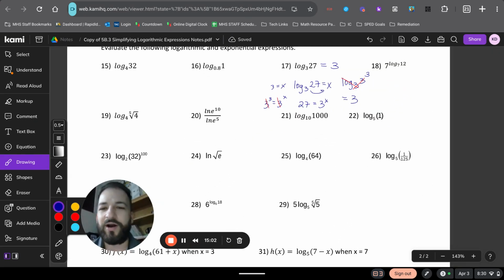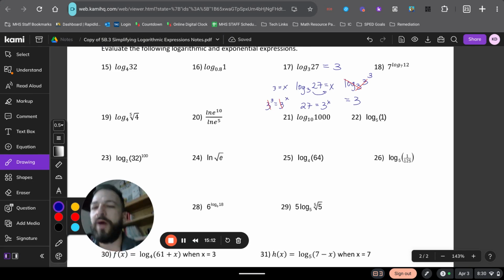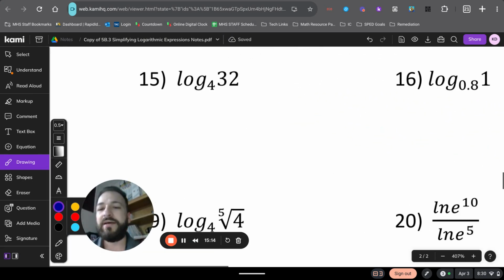Okay, so I'm going to highlight a couple of these. If you notice, there are quite a few. I am not going to do all of these with you. I'm going to do probably about a third of them, and then I'll let you try some of the rest on your own. Okay, but let's focus in on a few. So let's look at one like number 15. So log base 4 of 32. So the question we're trying to find out is 4 to what power is equal to 32?